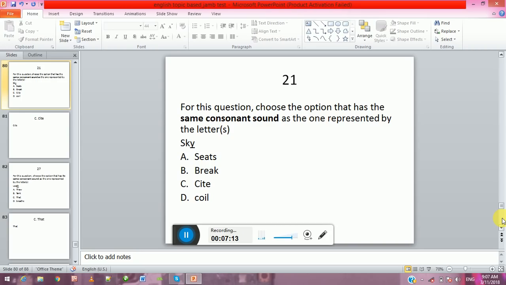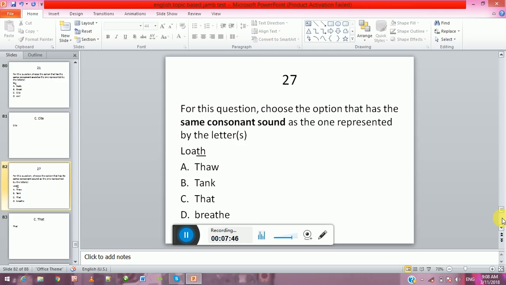For the next question, choose the option that has the same vowel sound as the one represented by the letters. The word is sky, and the letter is Y, sky as in I. So now A is seat, B is break, C is sight, D is coil. You can see the Y, I as in sky is similar to sight. So the answer is C.